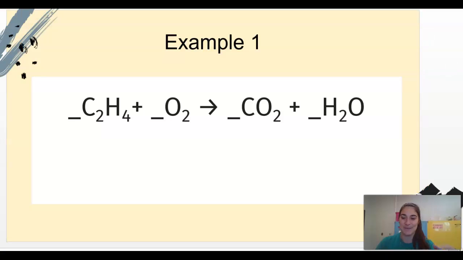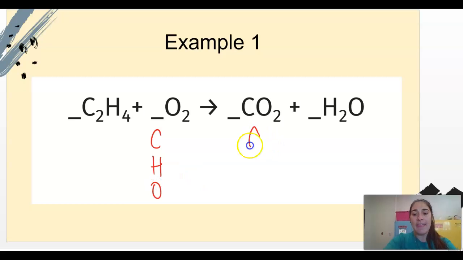Okay, so let's go through some examples. So here we go. Like I said, you're going to want to list your stuff out. So we've got carbon, hydrogen, oxygen, and then this is where I was saying list your oxygen separately on the product side because it's in those 2 places. It's just going to make your life better. So on the reactant side, I've got 2 carbons, 4 hydrogens, and 2 oxygens.